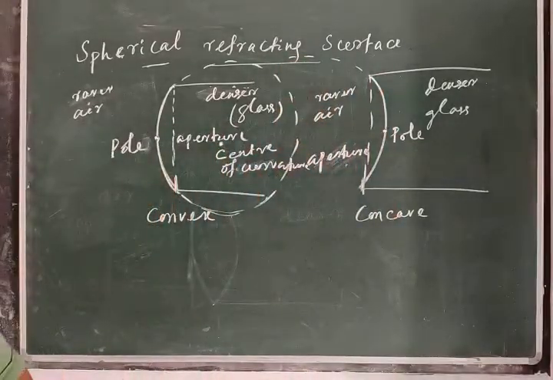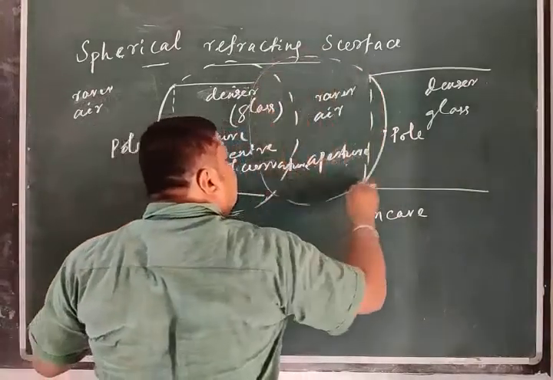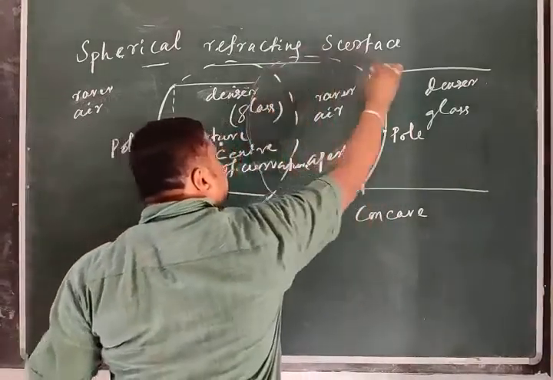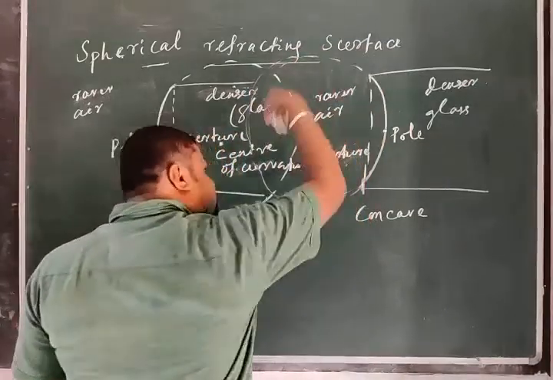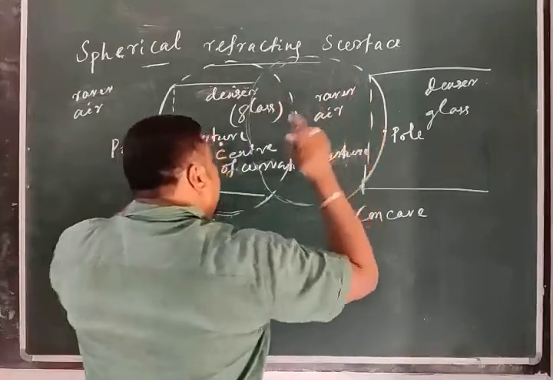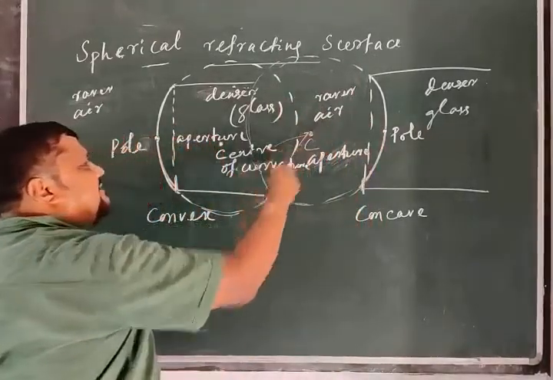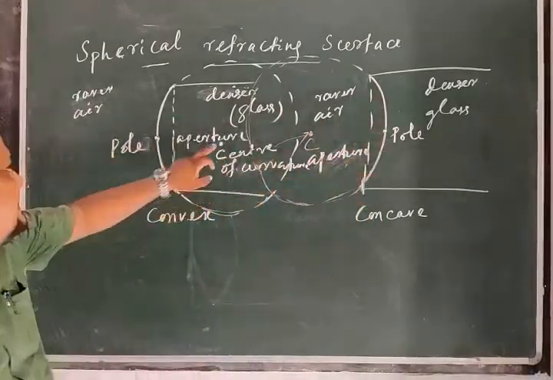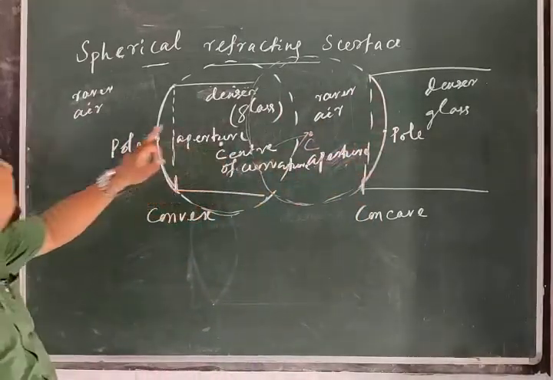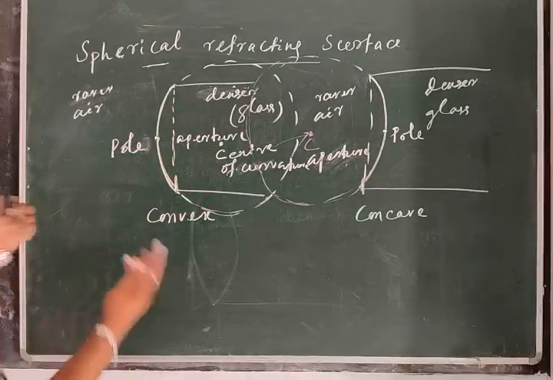This is a large sphere. This refracting surface is a part of a large sphere, and this is the center of that sphere. That point is called the center of curvature. This is the center of curvature of the concave refracting surface. This one is the center of curvature of the convex refracting surface. Right?